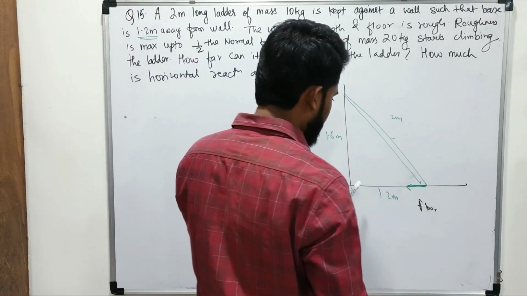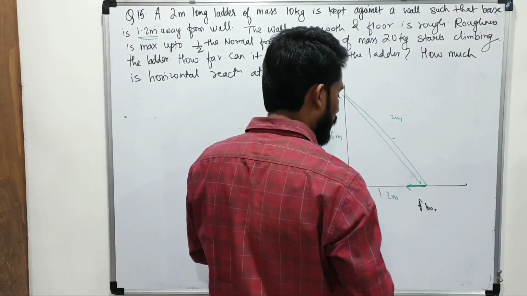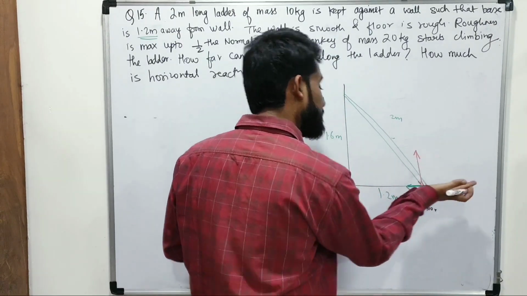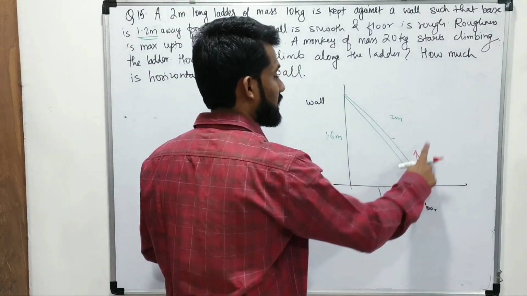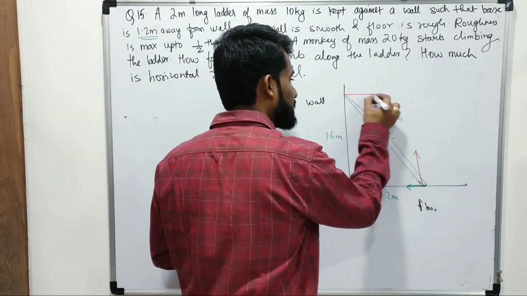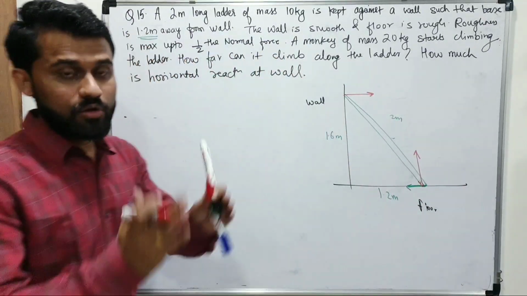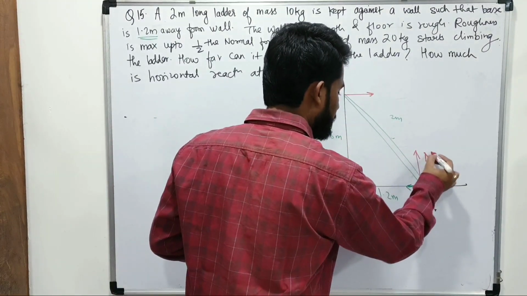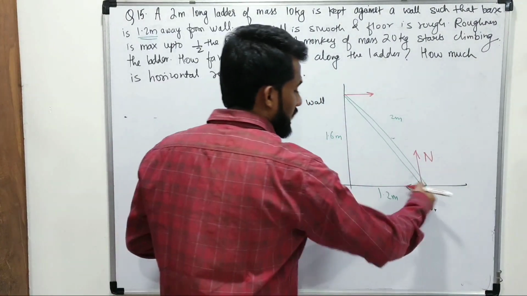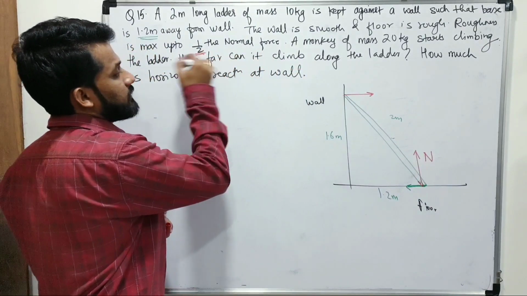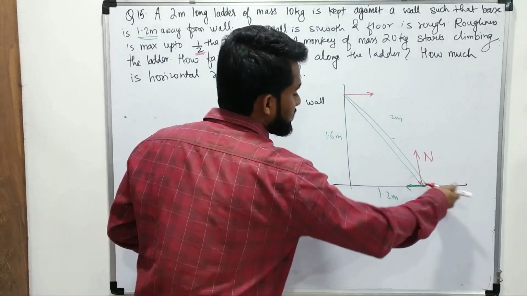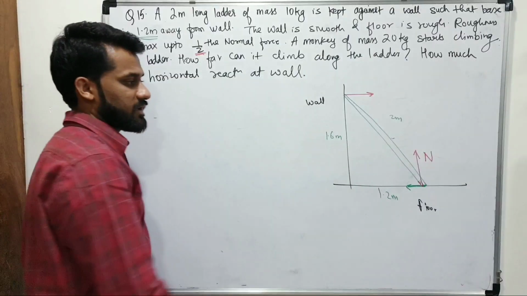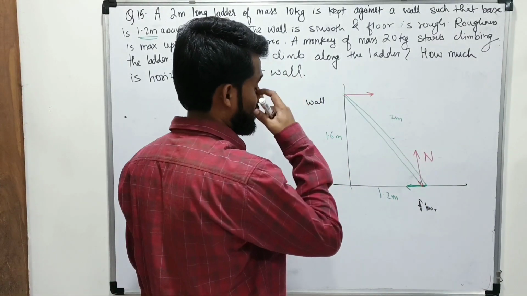The normal reaction here is between the ladder and the floor. Remember, the normal reaction is always perpendicular to the surface. Here the normal reaction will be upward, and over here the normal reaction will be in this way. Normal reactions are always perpendicular to the surface. So, normal reaction N times half is the friction. Roughness is maximum up to half the normal force. So this frictional force will be maximum up to N by 2.